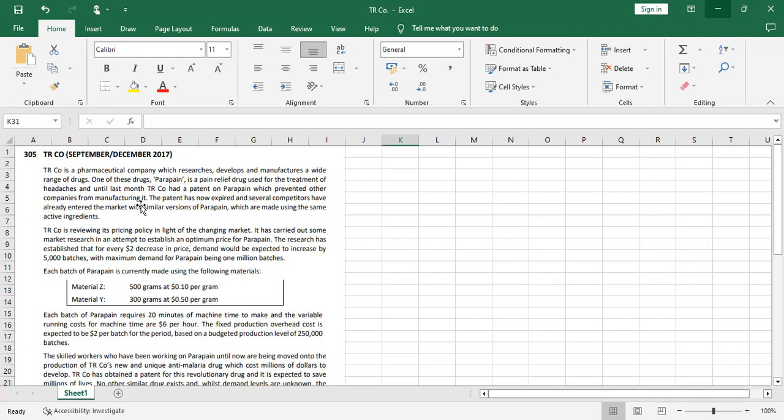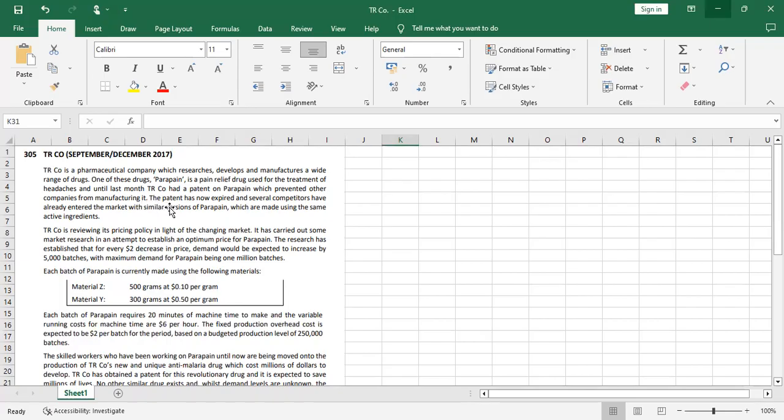But now the time period of the patent has expired. Now there will be new entrants in the market. New competitors will come into the market and they will offer the same medicine or same drug, and it is also possible that they will offer the similar medicine or drug at a reduced price. So now PR company has no more competitive advantage relevant with this medicine which is called Parapain.